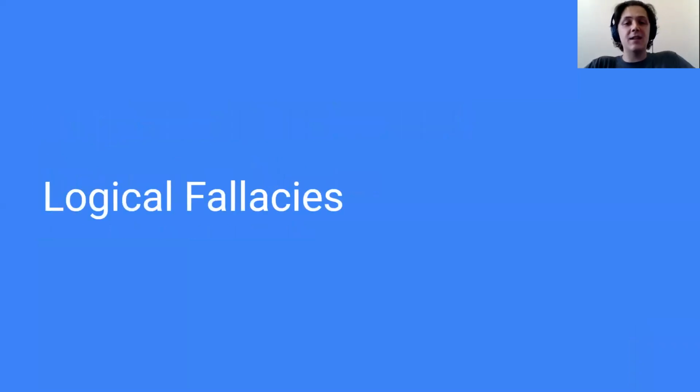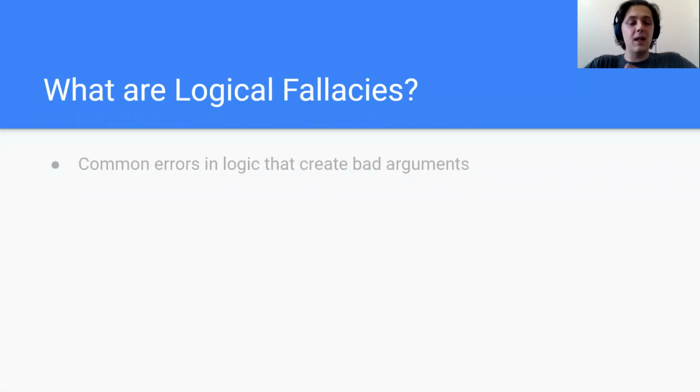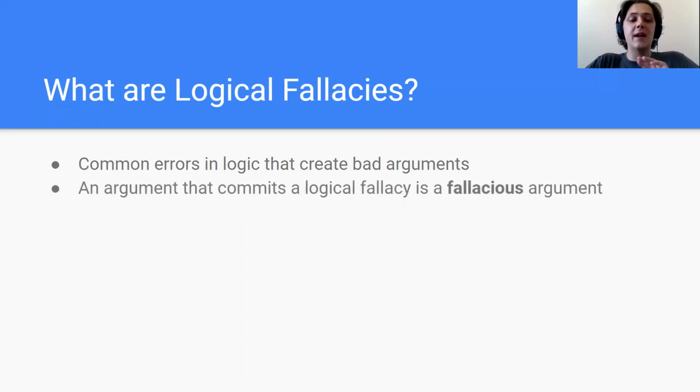So logical fallacies are our first topic. Logical fallacies are common errors in logic, and they make bad arguments. So if an argument commits a fallacy, then there's a problem with that argument. That argument does not provide the justification for its conclusion that it's supposed to, or that you would want it to. So an argument that commits a logical fallacy is called a fallacious argument. Fallacy is the noun, fallacious is the adjective. So logical fallacies are things that arguments have.